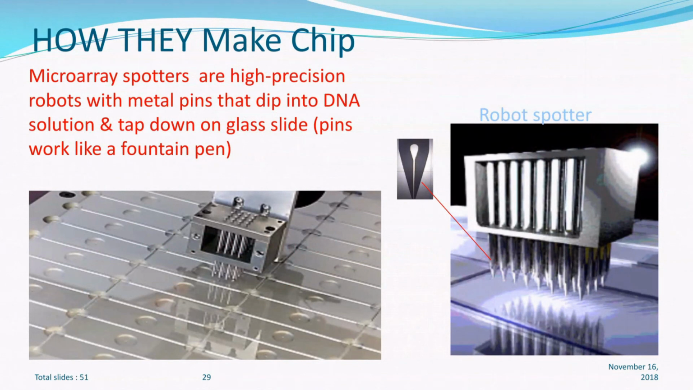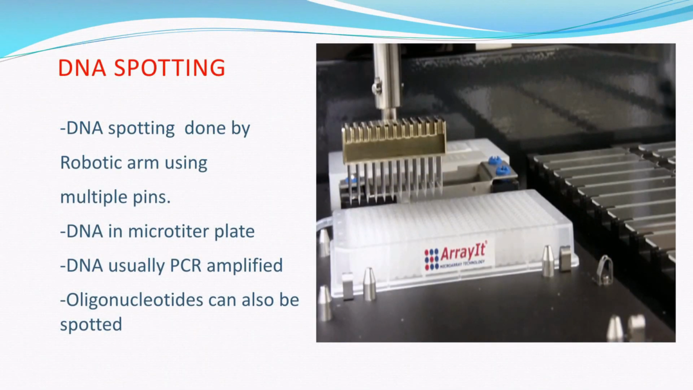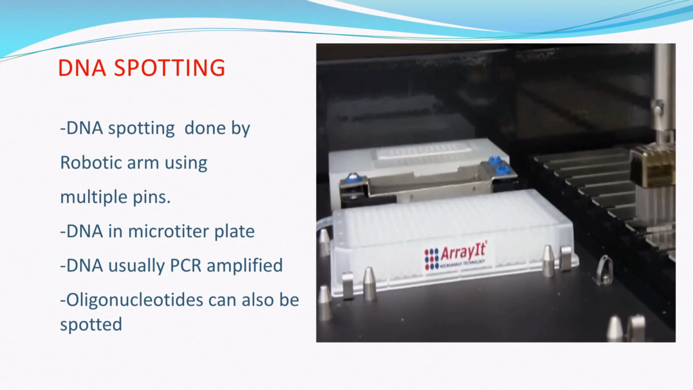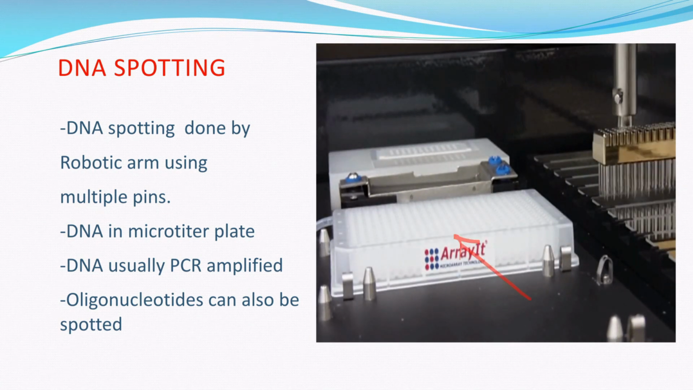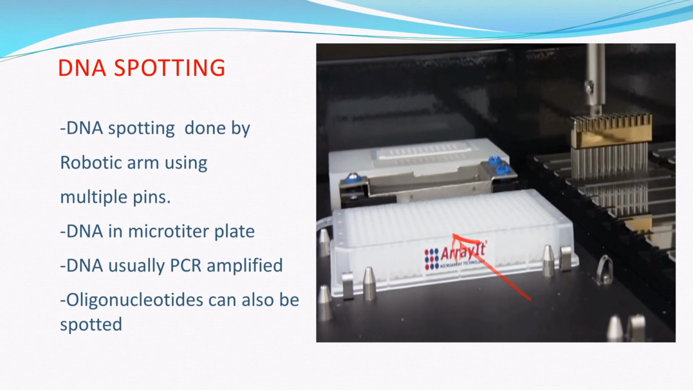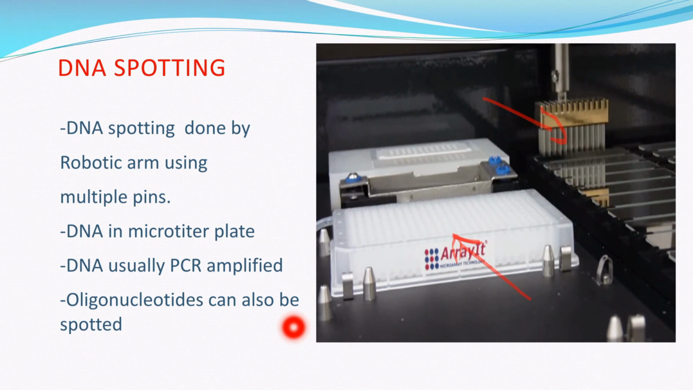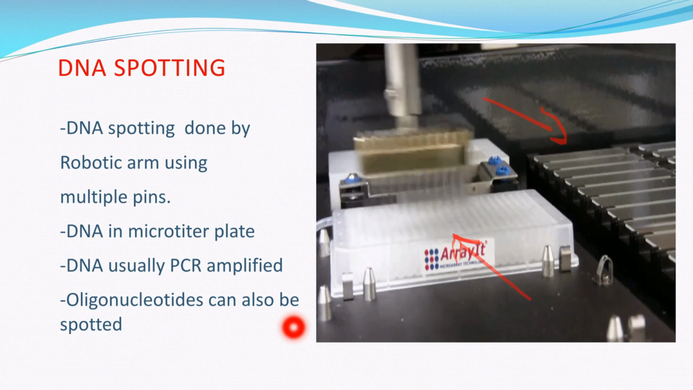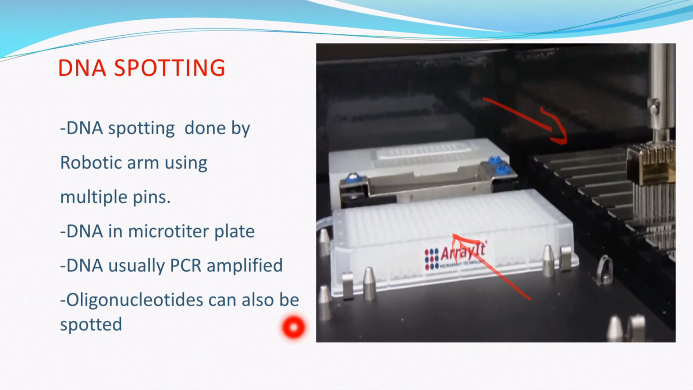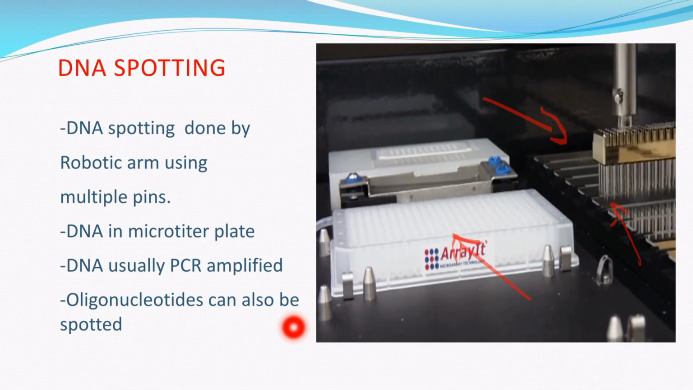It is a very precise method with the help of robots, which have metal pins that dip into the DNA solutions, take that DNA solution, which is nothing but the gene sequence, and put those genes on particular spots. With the help of this video you can easily understand how they do it. This is the DNA solution containing the particular gene; the robotic arm dips into the DNA solution, takes it and attaches that DNA onto the glass slides. Okay, it's a very precise method.